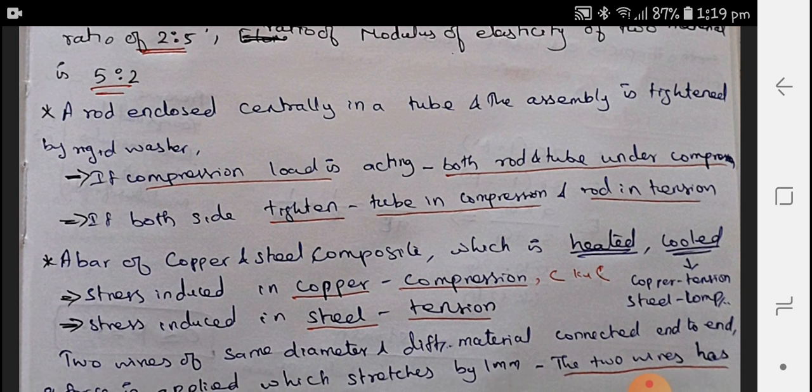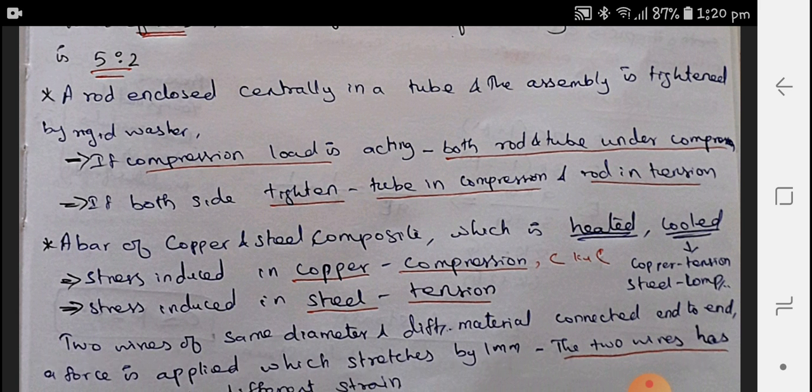Next, a bar of copper and steel composite which is heated or cooled. What happens if heated? The stress induced in the copper is compression, so C for copper, compression. The stress induced in steel is tension, so STCC. If it is cooled, what will happen? Copper gets tension and steel gets compression.